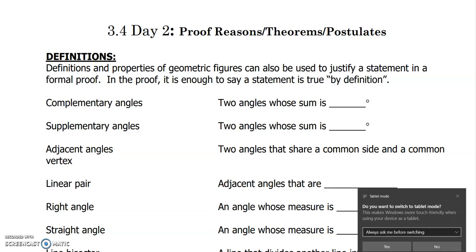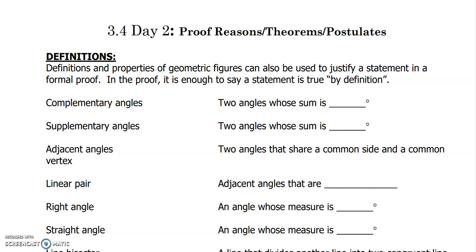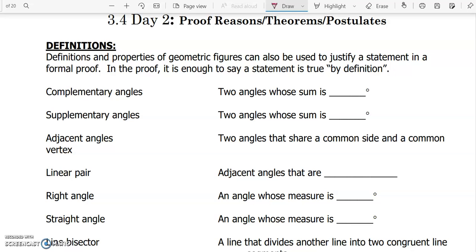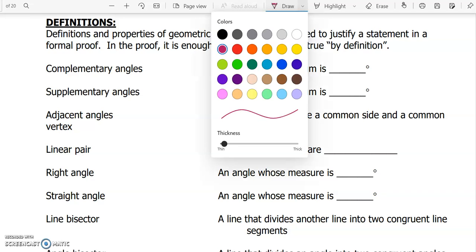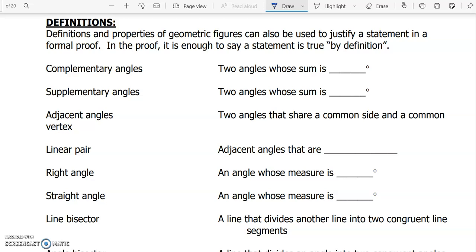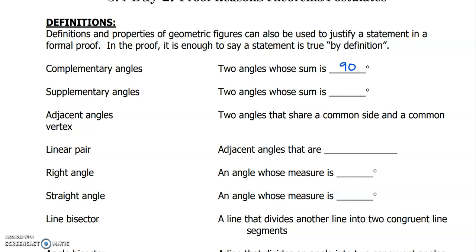This is lesson 3 for day 2, where we're going to look at some different reasons, theorems, and postulates for proofs. Beyond the ones that we looked at for algebraic, now we're going to move into a lot of the vocab that we've already talked about so far. Complementary, we can use that as a reason with two angles adding up to 90. Supplementary, two angles adding up to 180.